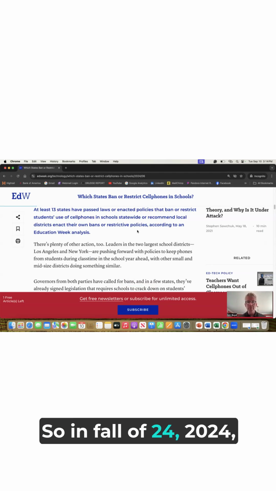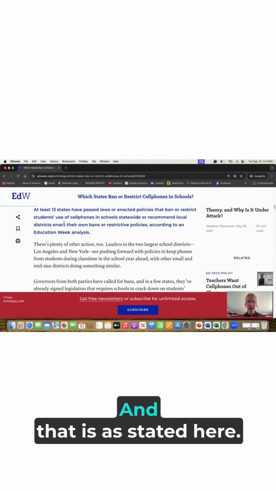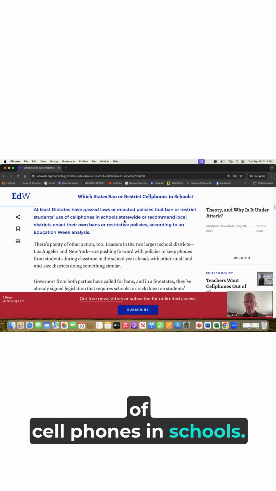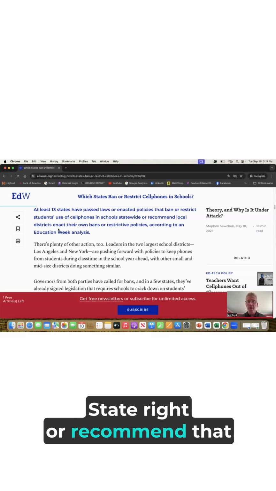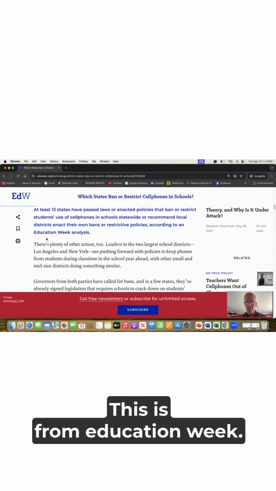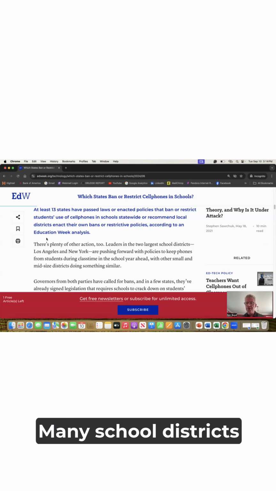So in fall of 2024, we've got a trend going on, and that is, as stated here, at least 13 states have passed laws or enacted policies that ban or restrict students' use of cell phones in schools statewide, or recommend that local districts enact their own bans or restrictive policies. This is from Education Week. Many school districts are doing this.